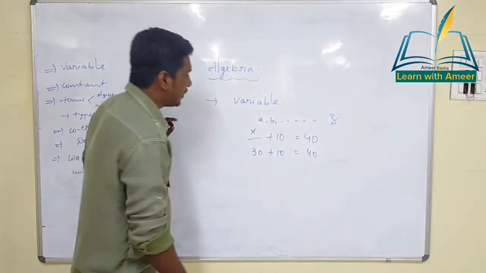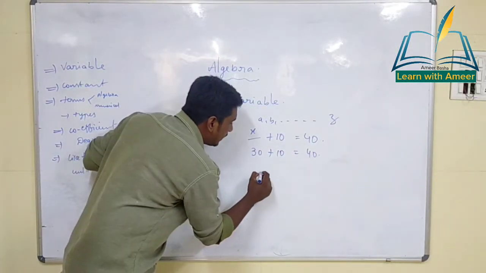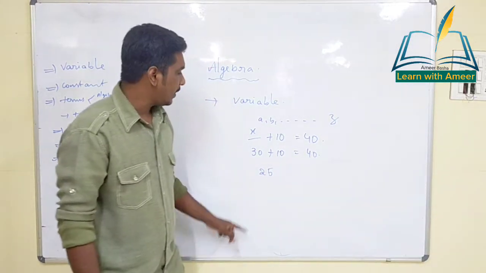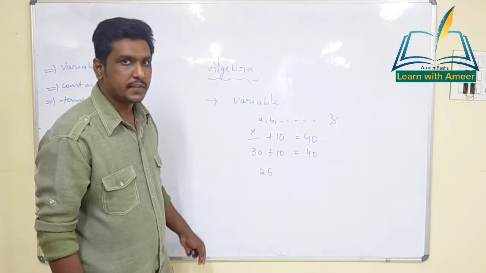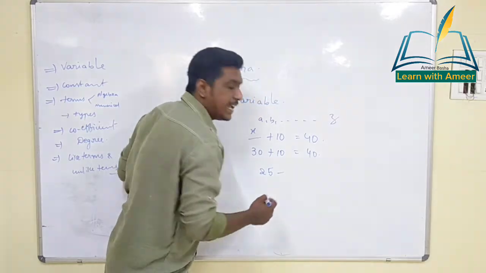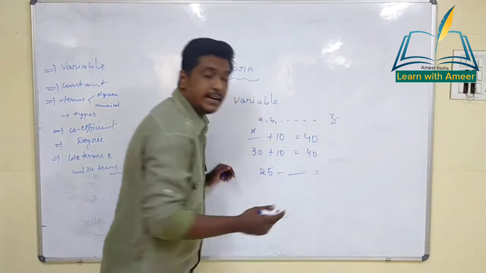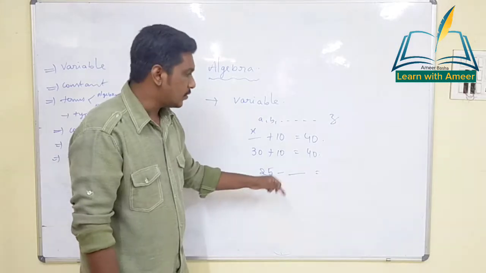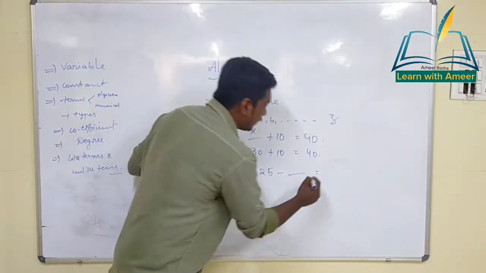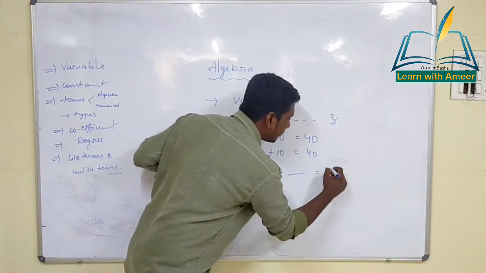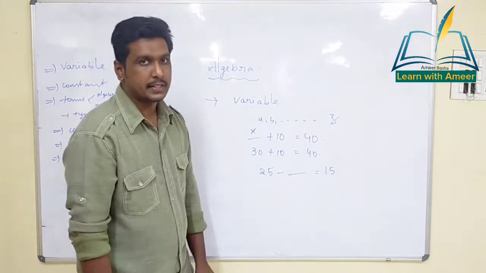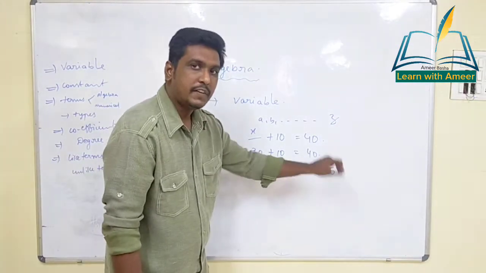Now imagine one more example. Imagine I was having 25 chocolates with me. From that I have taken some chocolates. How many, I don't know. And after taking it, I am left with 15 chocolates.